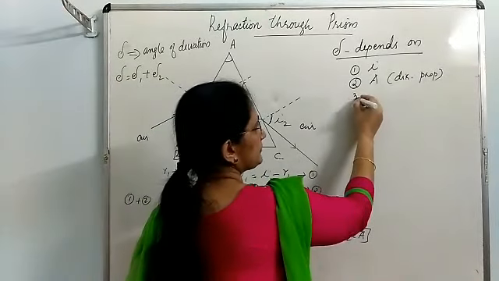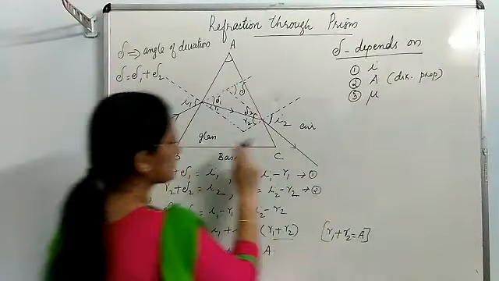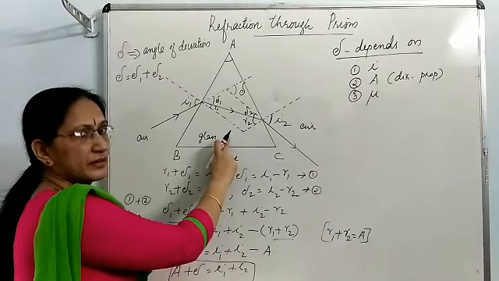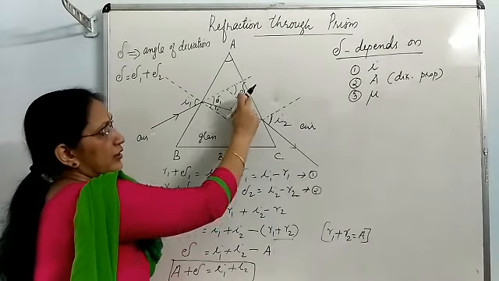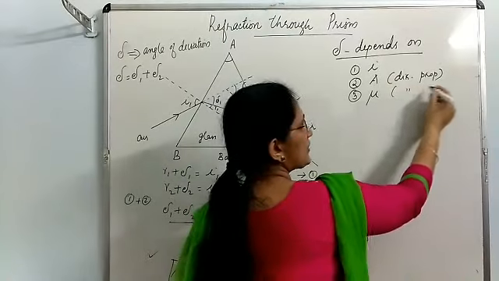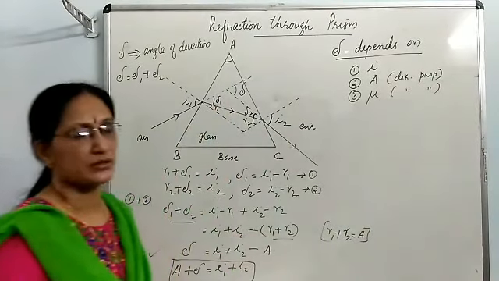Third factor, the refractive index of this medium. If it is high, the angle of deviation will be high. That means that is also directly proportional.